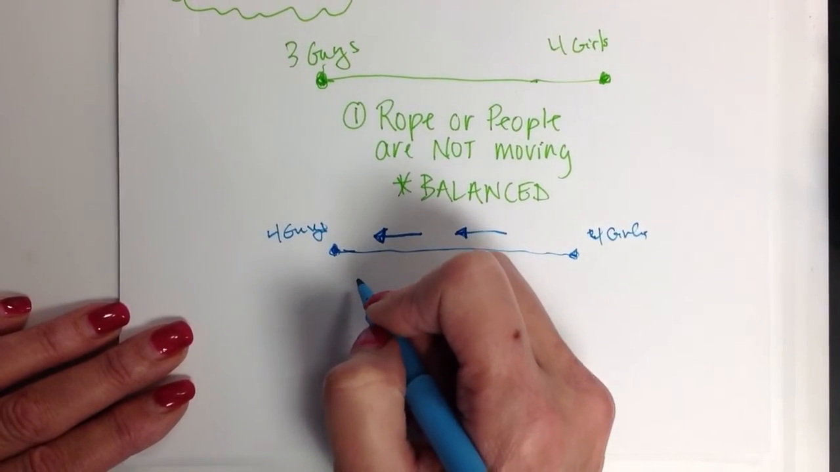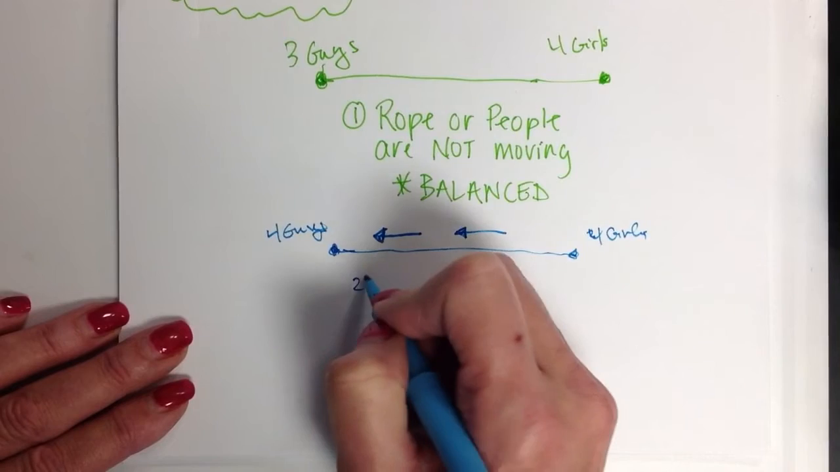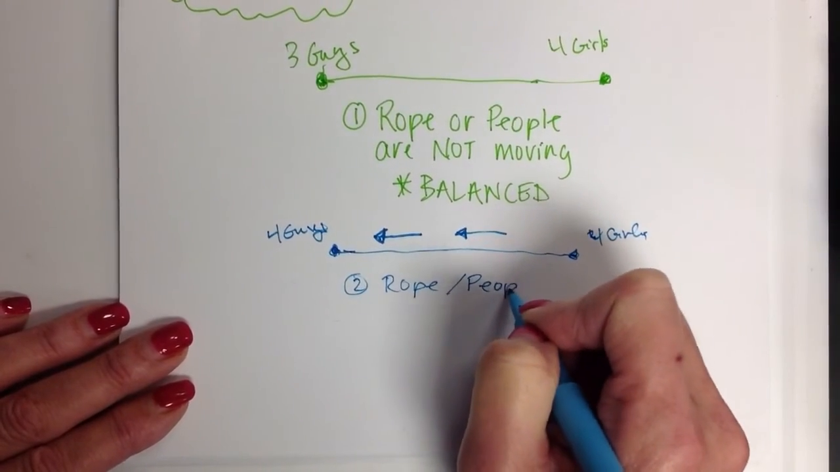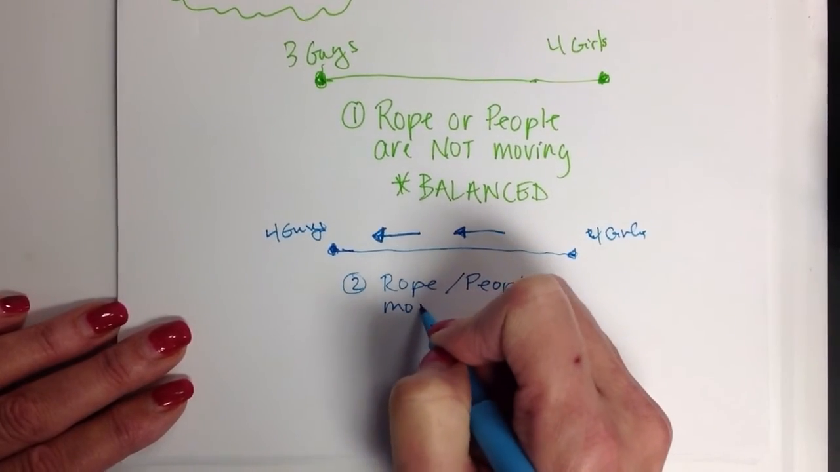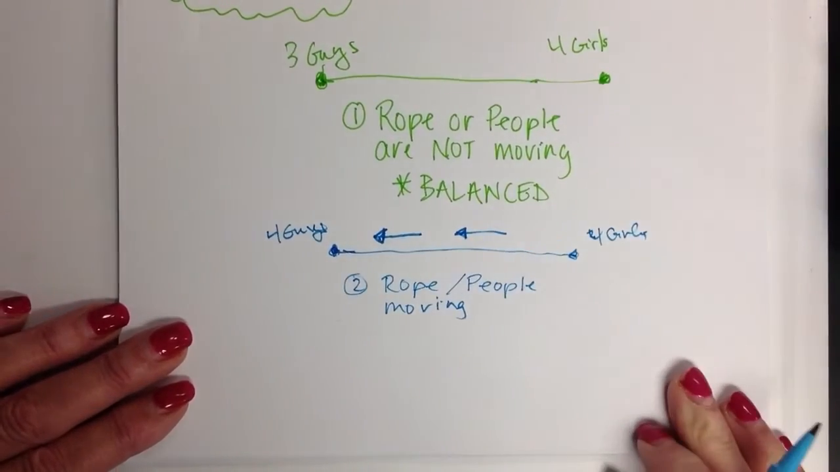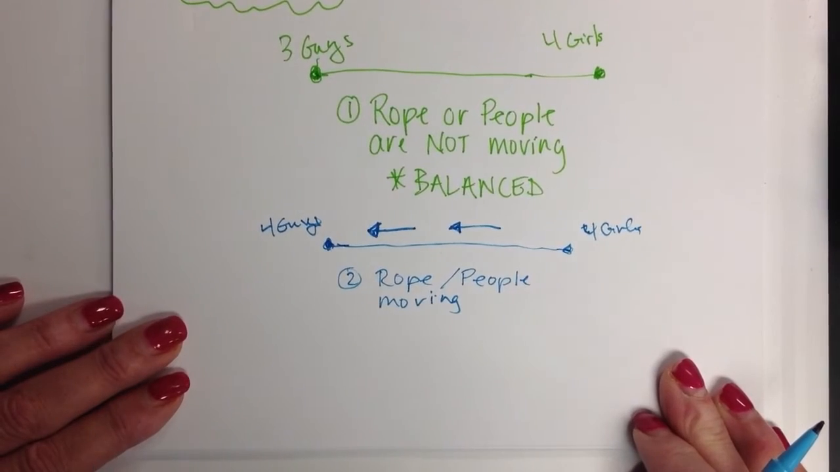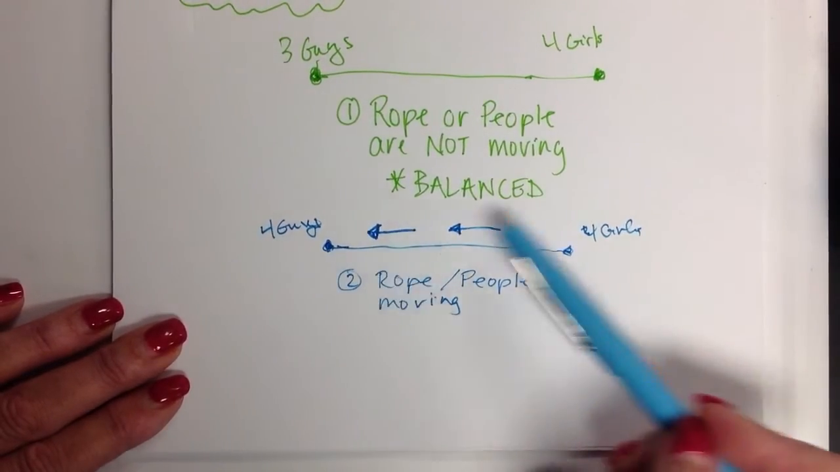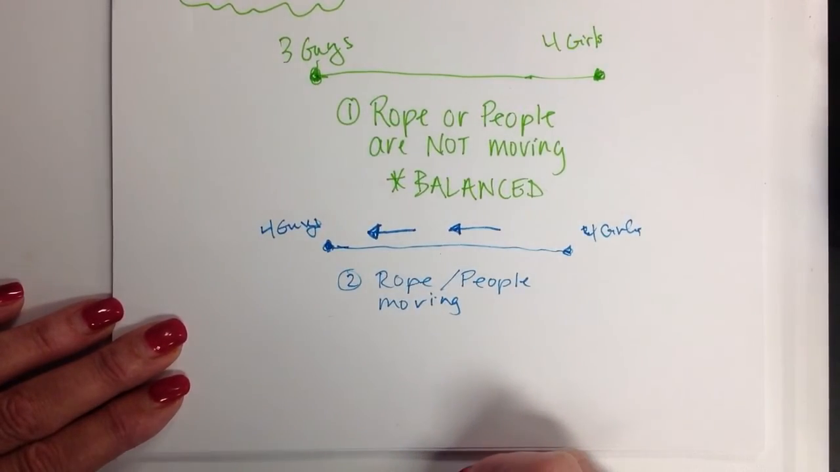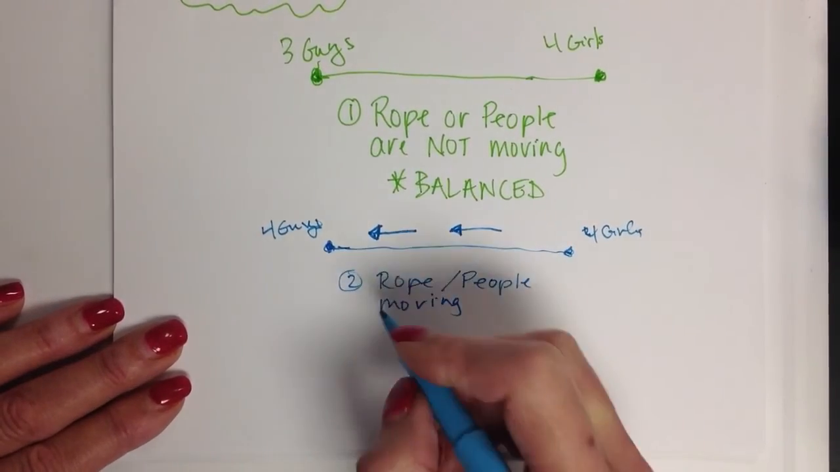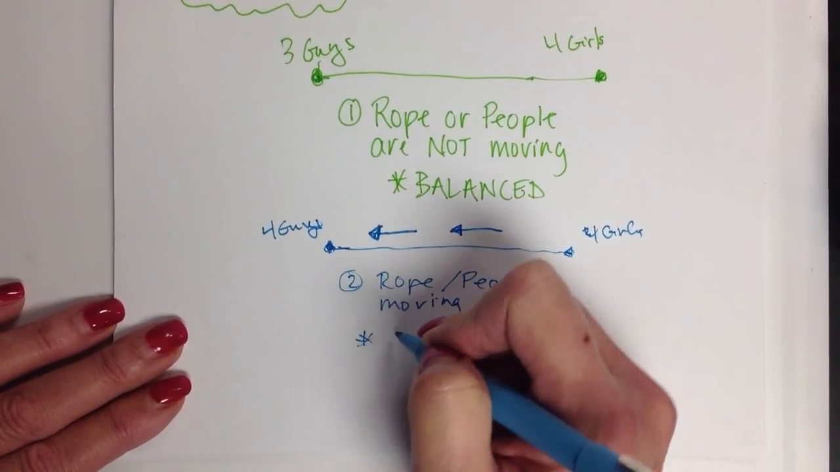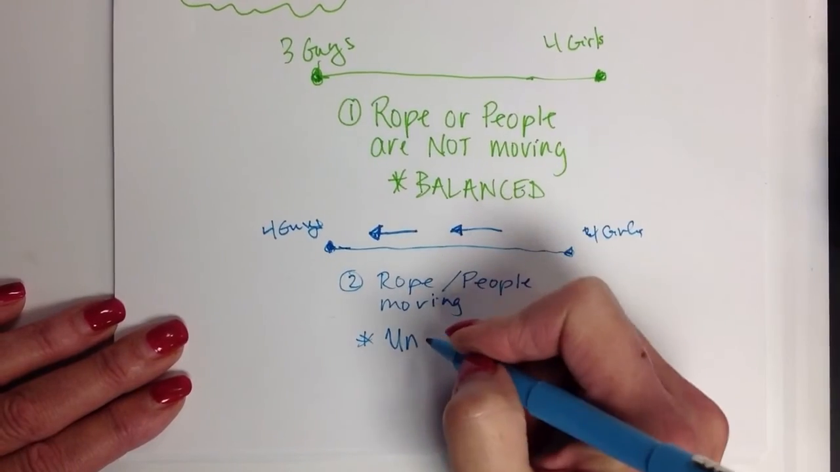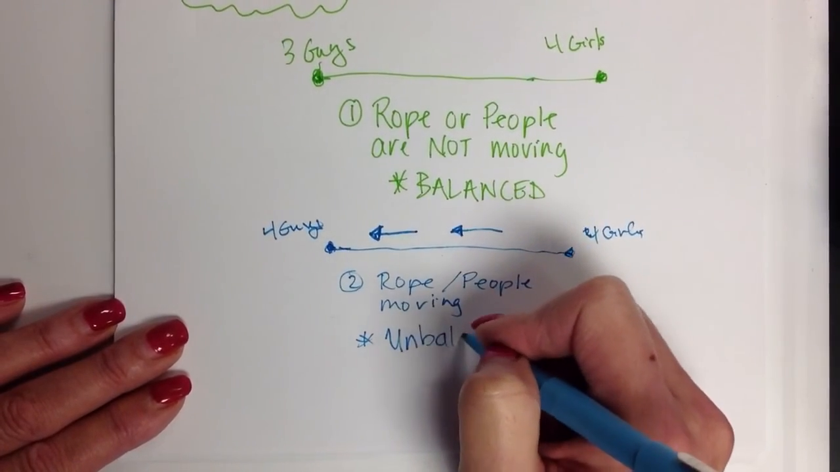So if the rope is moving and people are moving, now we have a scenario where the forces are no longer balanced because there's an additional force here that's helping this to get this tug of war game won. So now we're going to say the forces are what? They're moving, changing motion. A change in motion is occurring. They are now unbalanced.